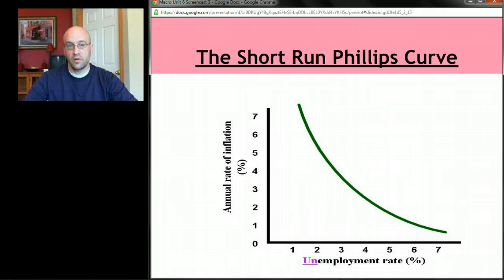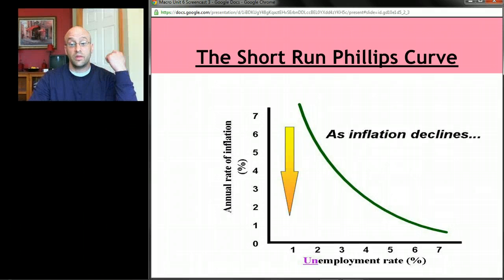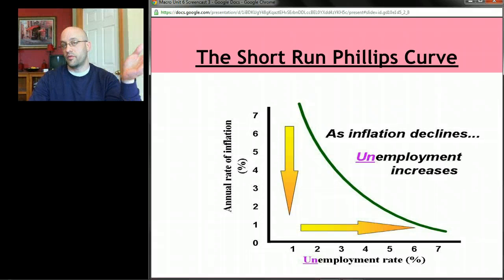So what the short-run Phillips curve shows is this inverse relationship between inflation and unemployment. It was created by an economist called A.W. Phillips, who explored this relationship historically. And what he saw was exactly what we would predict in the ADAS model. When inflation goes down, unemployment goes up. When unemployment goes down, inflation goes up. Again, an inverse relationship between these two variables. As inflation goes down, unemployment, and be careful of the un, goes up. We saw that back in the ADAS graph.